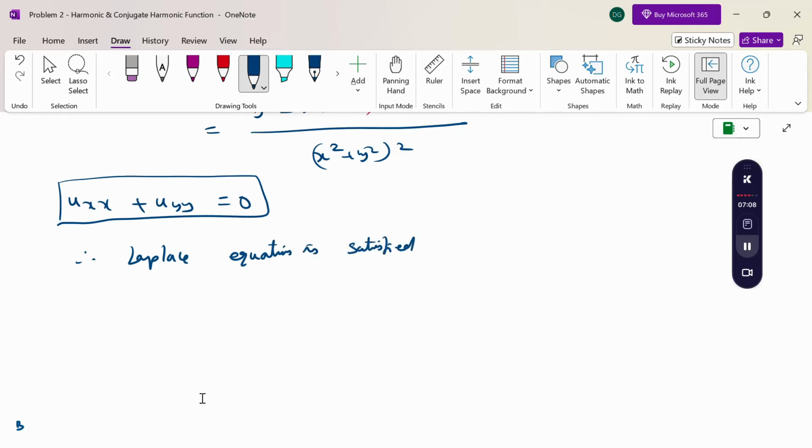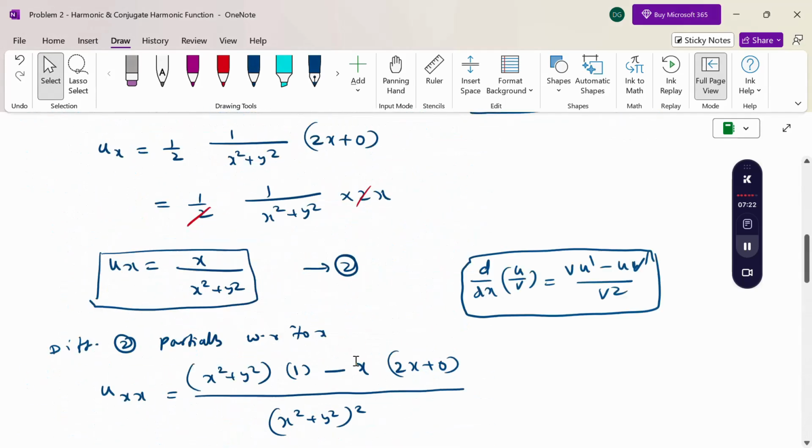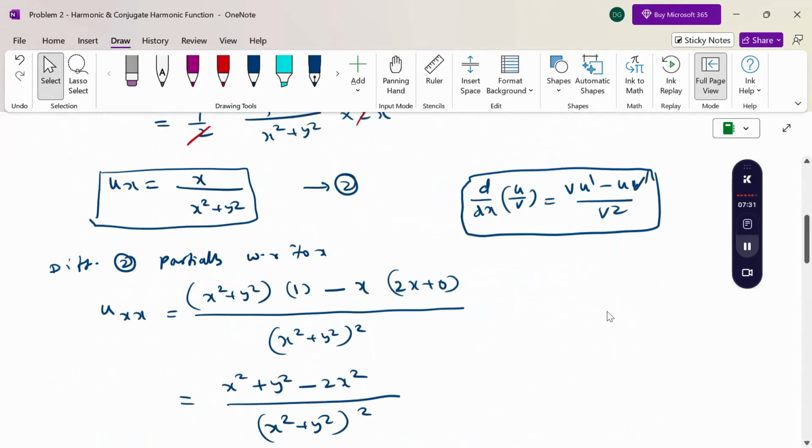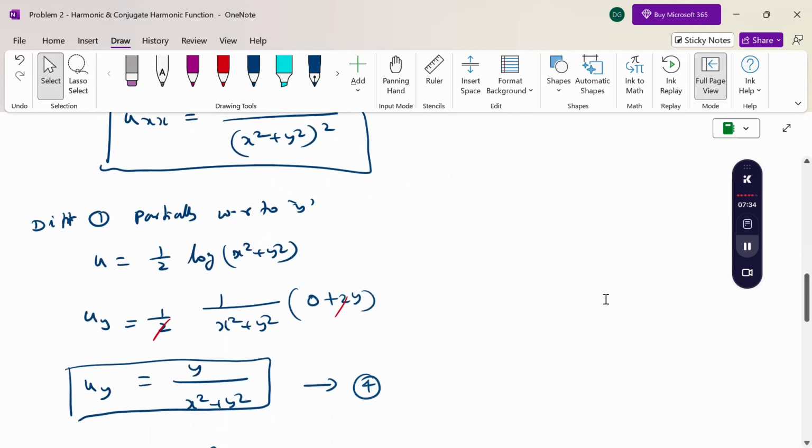If the Laplace equation is satisfied, therefore the given u function is a harmonic function. So what is the next question? Find the conjugate harmonic and then f of z. I mentioned this in the previous video. Now, f of z: first of all u is given, now the conjugate v is to be calculated, then f of z equals u plus iv, then simplify in terms of z.